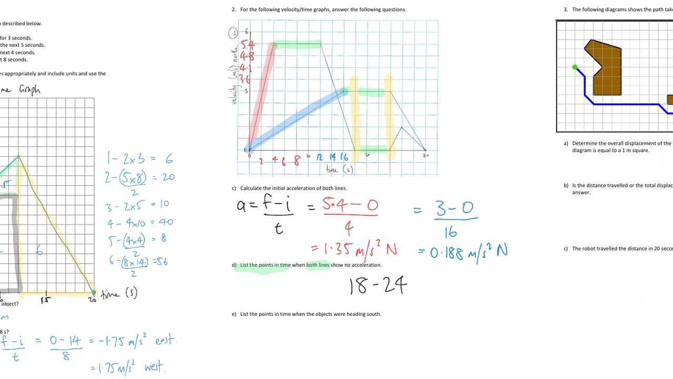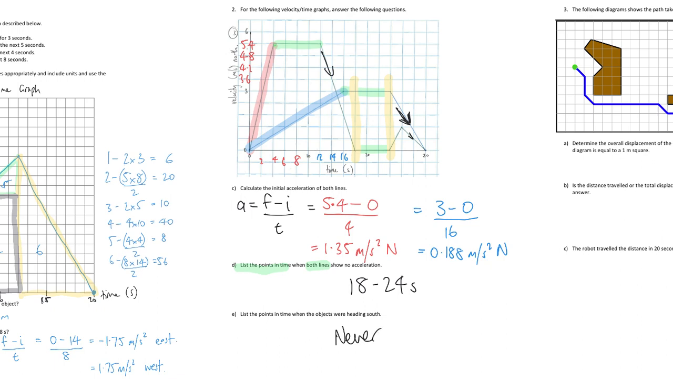Right? So therefore, the answer would be then between 18 and 24 seconds. And list the points in time when the object was heading south. So this is velocity north. So you've got to remember that it will only head south if it is below the x-axis, because everything above that x-axis means that it's traveling north. Remember that if it's going down towards the x-axis, it's just slowing down. It's not necessarily going in the opposite direction. That's a displacement time graph. Right, so this one here, it's never heading south.